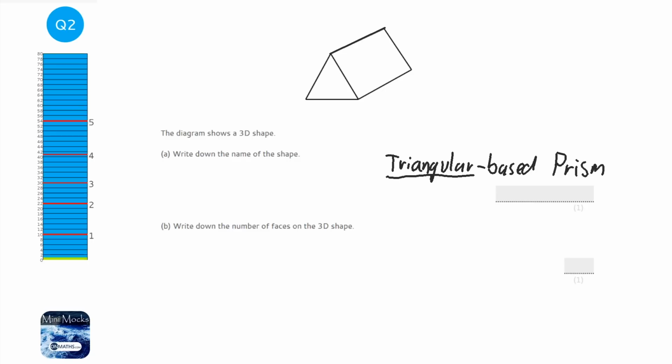It says write down the number of faces. So the face we can see here is a triangle, so that's 1. Then we've got one along here, which is a rectangle. So we've got 2 that we can see, but there is also going to be a 3rd one round here, which is also going to be a rectangle, a 4th one at the bottom, which is going to be a rectangle, and then a 5th one round the back, which is going to be a triangle, just like number 1. So in total there are 5 faces.